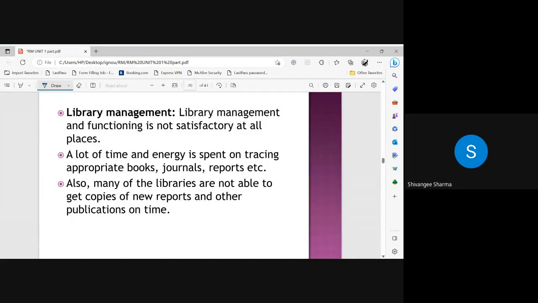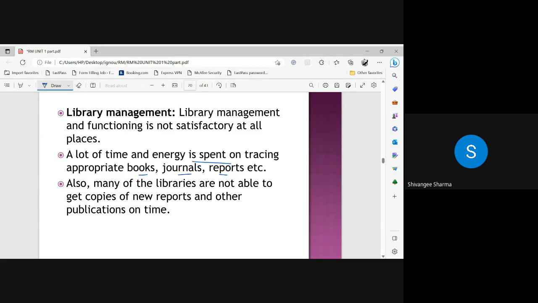A lot of time and energy is spent on tracing books, journals, and reports, but nowadays it has become easy. You can say easy also, but it is difficult also. You can have books, journals, and reports on the internet. But I suggest go through some established books and journals and reports.